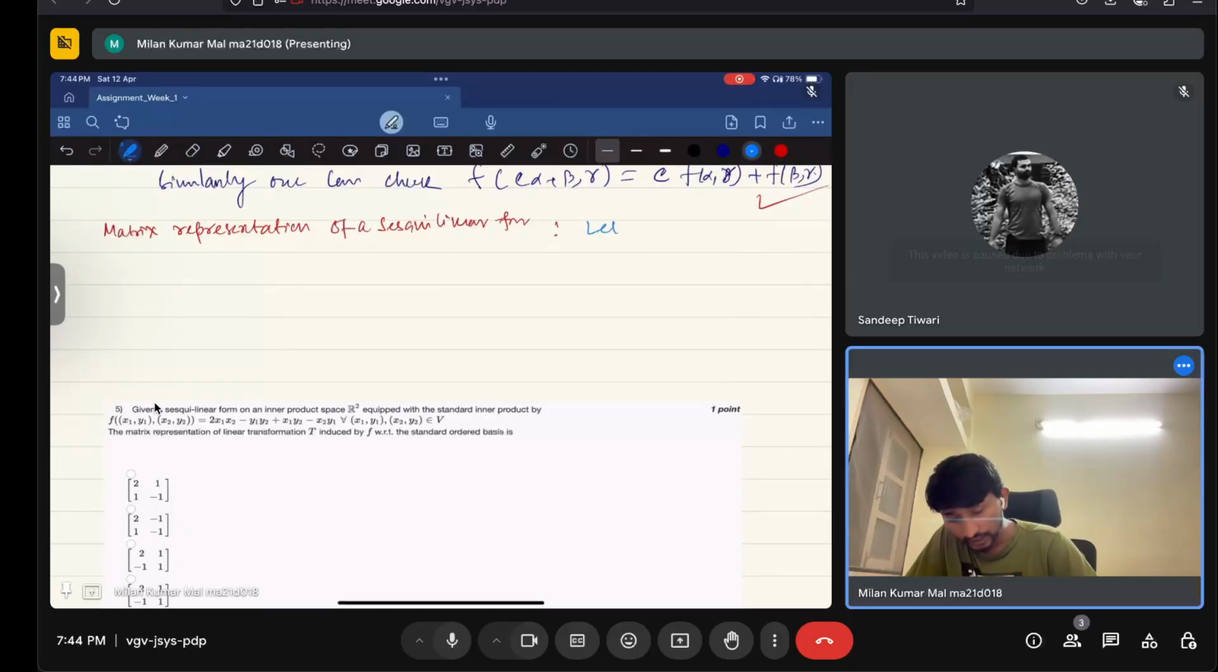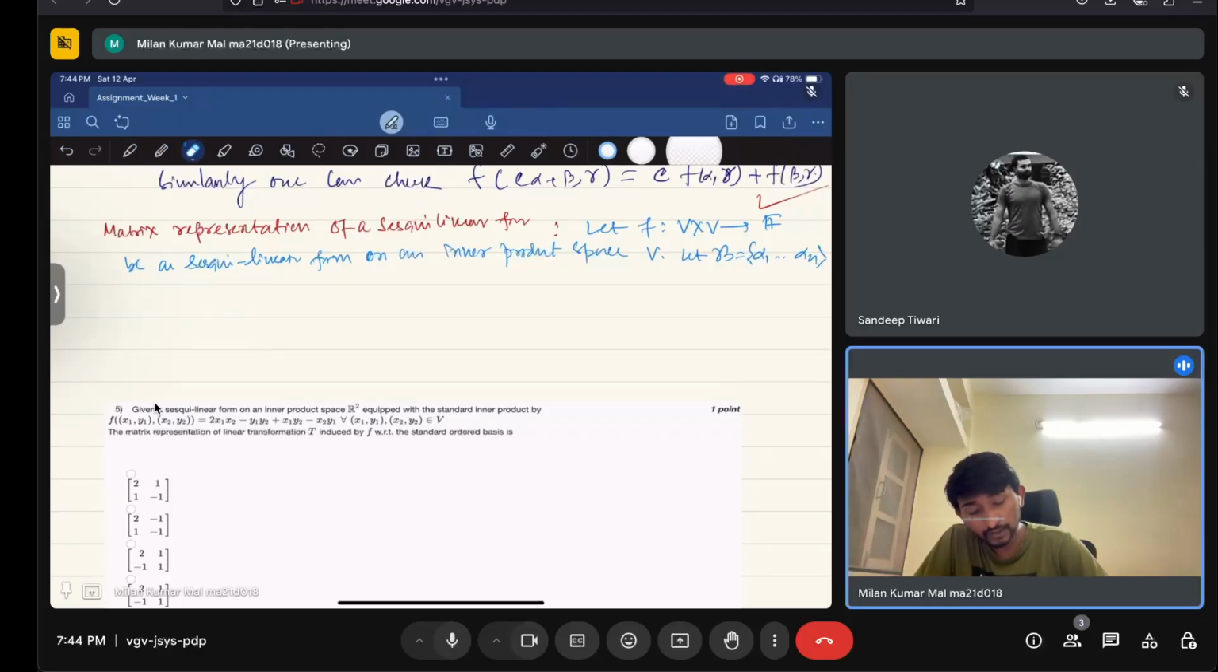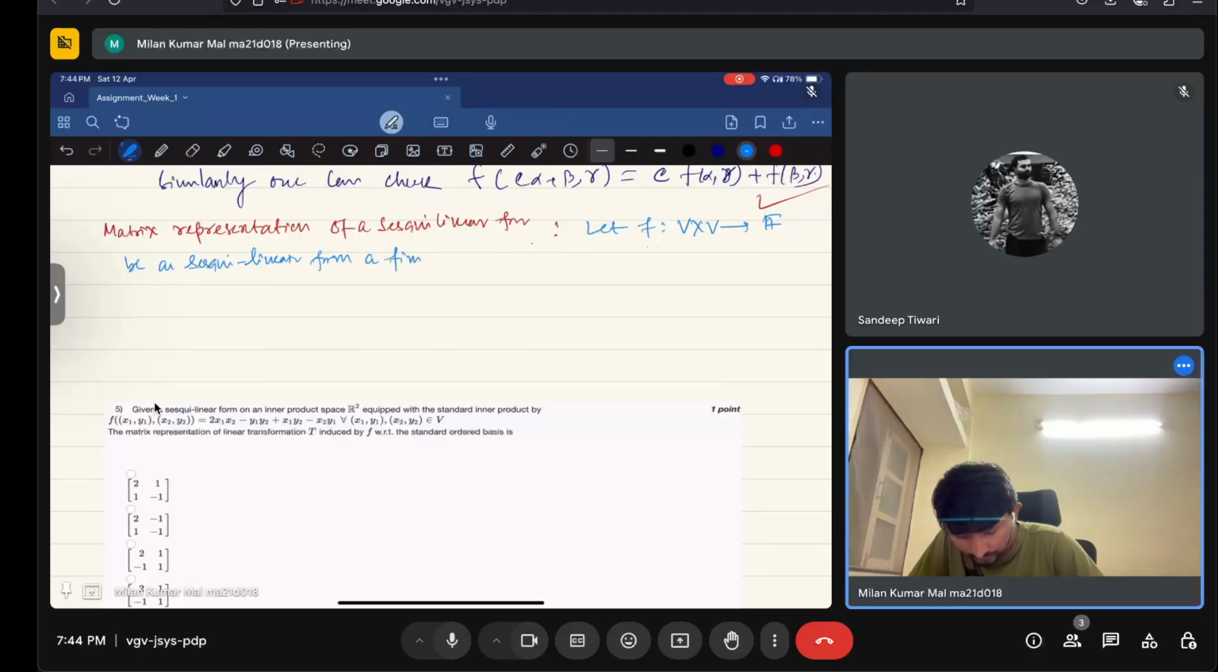Let F from V cross V to the field F be a sesquilinear form on a finite dimensional inner product space V, with dimension of V equal to n.